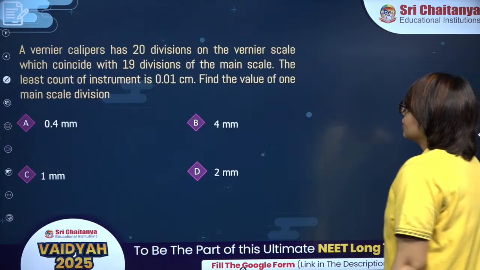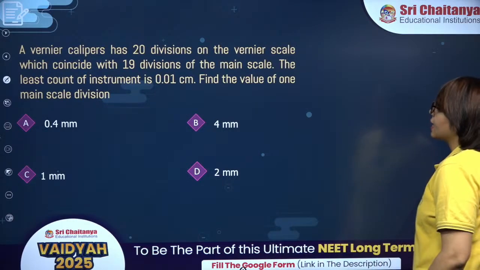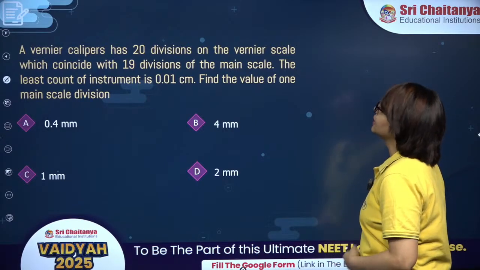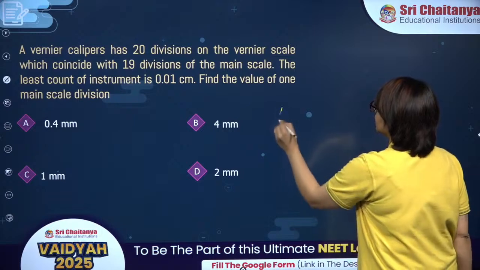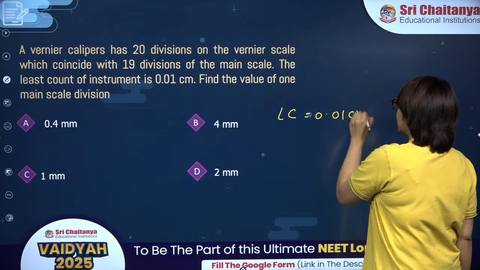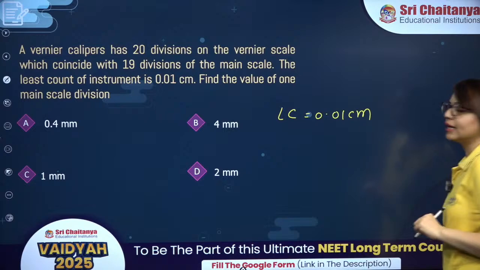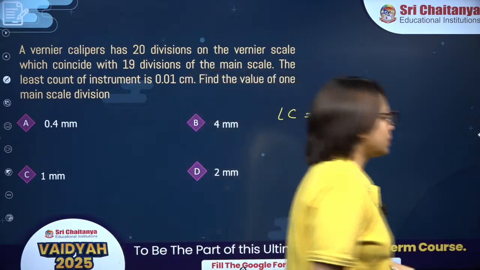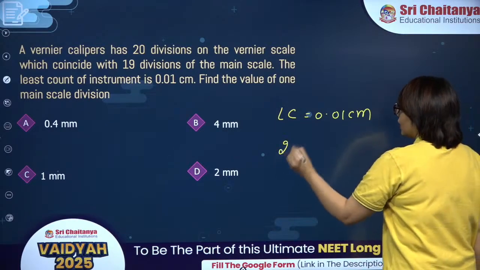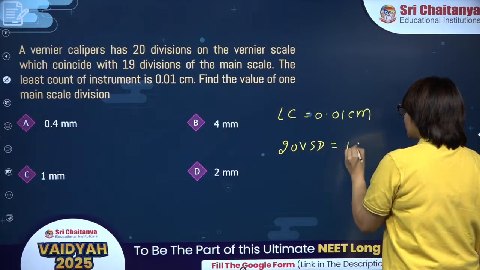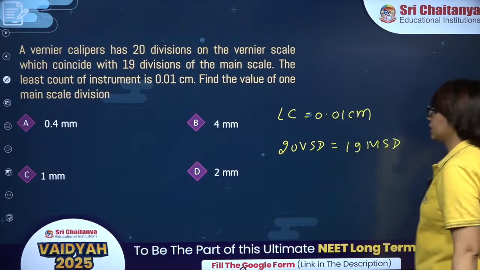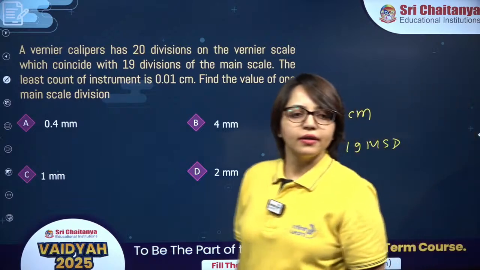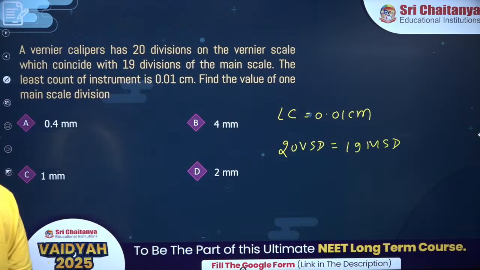Next is this one. A vernier calipers has 20 divisions on the vernier scale, which coincide with 19 divisions on the main scale. The least count of the instrument is 0.01 centimeter. Find the value of one main scale division. You have to find the value of one main scale division. Try this one. It is given that 20 vernier scale divisions are equivalent to 19 main scale divisions.